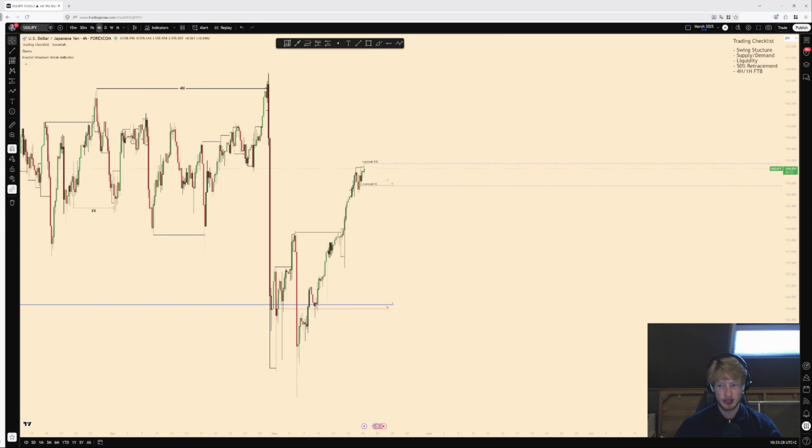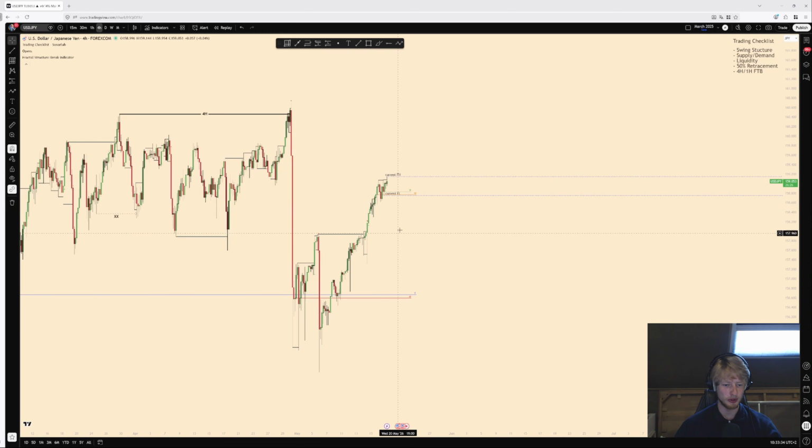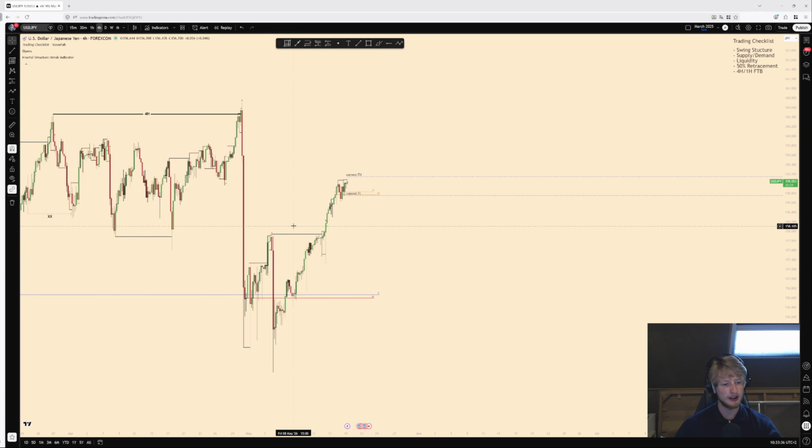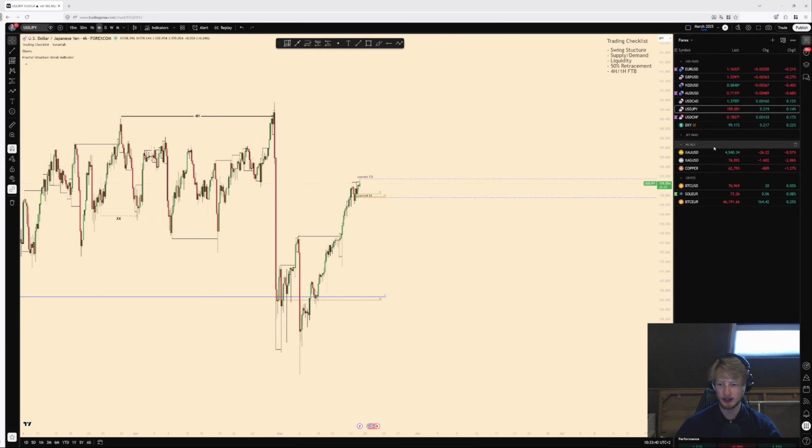Then we have USD JPY, and yeah, it's just triangling up higher, just not real clean price action, and still not trading this pair, so going to skip over it as well.